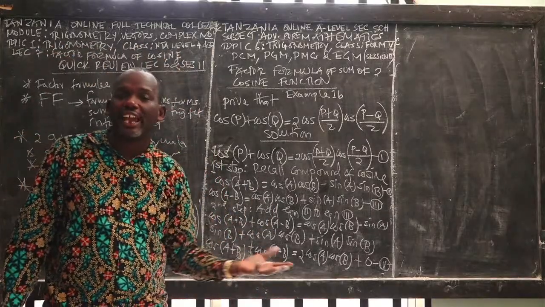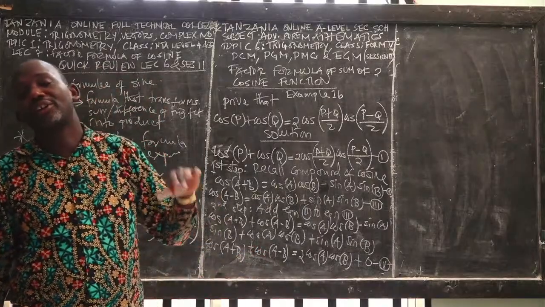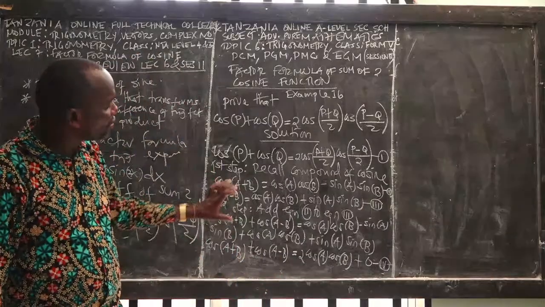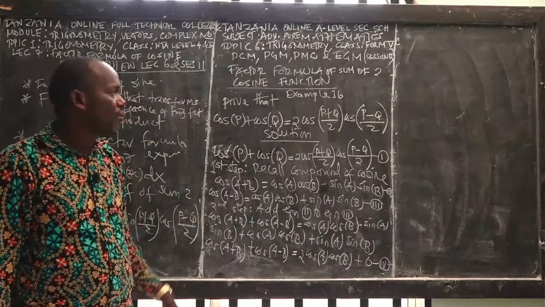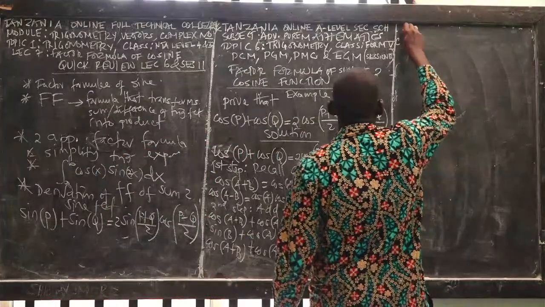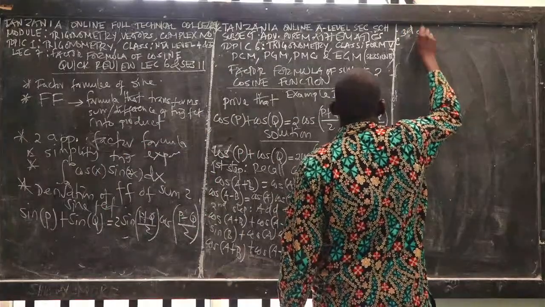Compound angle ya sine ya kutoa ni tofauti na compound angle ya sine ya cosine ya kutoa. Kwa hiyo hizi ndo za msingi, yani ndo msingi kwa ajili ya factor formula zote. Haya. Now we move into the third step.